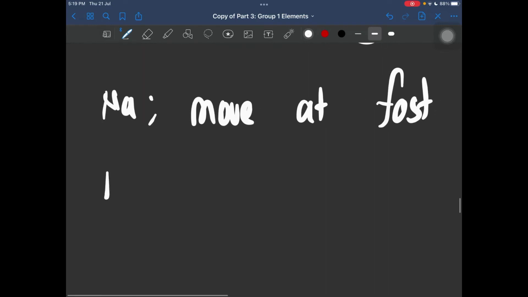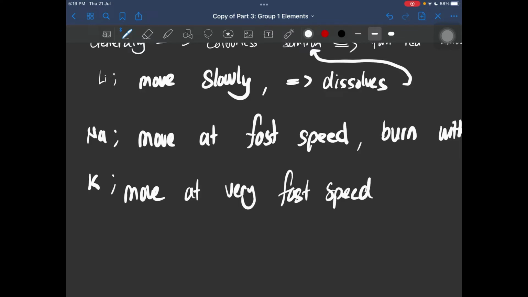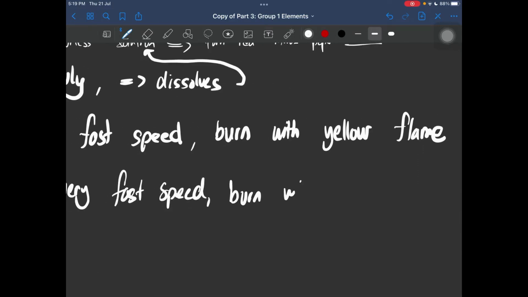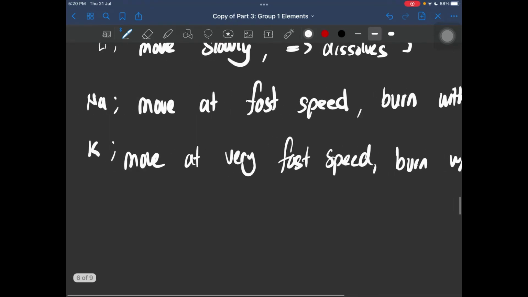And then next you have potassium. Potassium is much more reactive than lithium, and it is more reactive than sodium, right? Because it's below sodium in the group. So if sodium moves at a fast speed, potassium is going to move at a very fast speed, and it's going to burn with a purple flame. And another thing is that you're going to see a lot of gas being emitted, and this gas will actually react with the burning of the potassium to produce a pop sound.